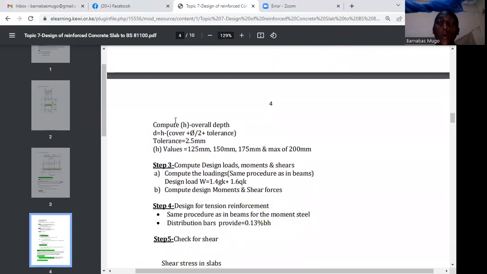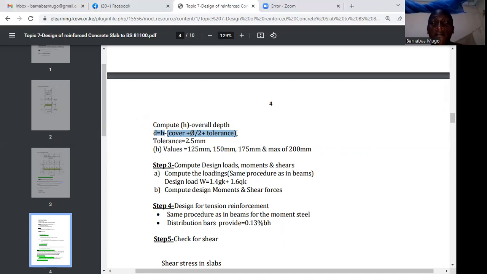Then from there, we need to determine what is the value of H. The value of H that we are supposed to determine is the overall depth. Remember, I said that D is the effective depth, while H is the overall depth. In order for us to calculate H, you need to use the formula as I have highlighted. So, you have the value of D as you have calculated, which is Lx over 30.